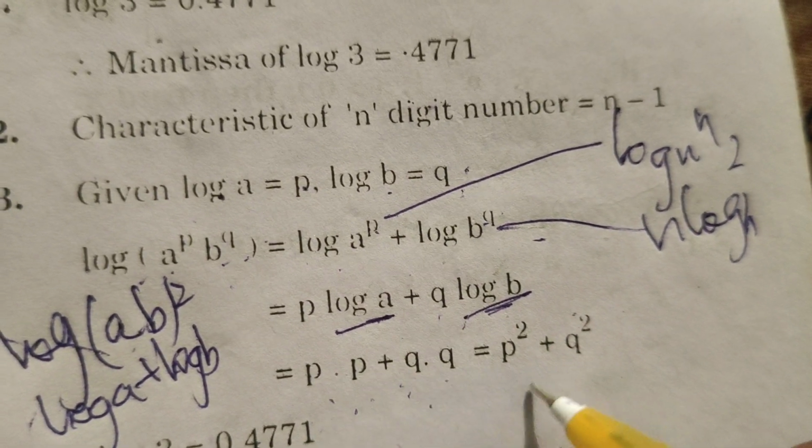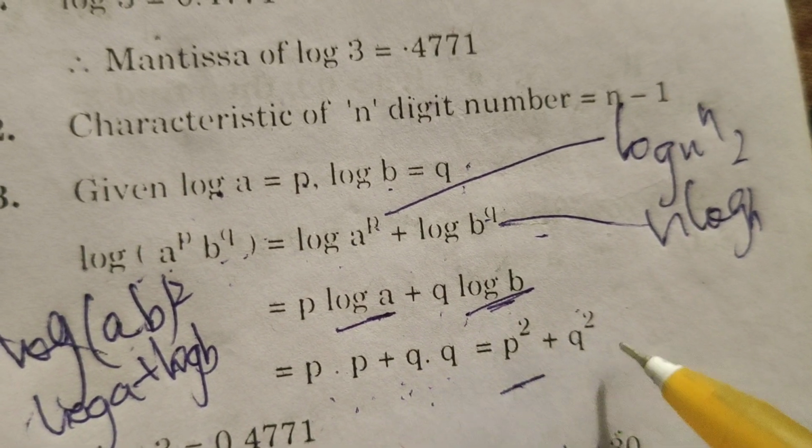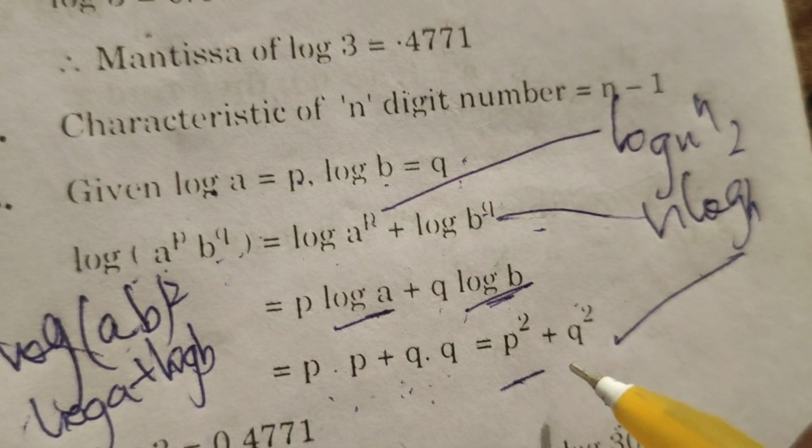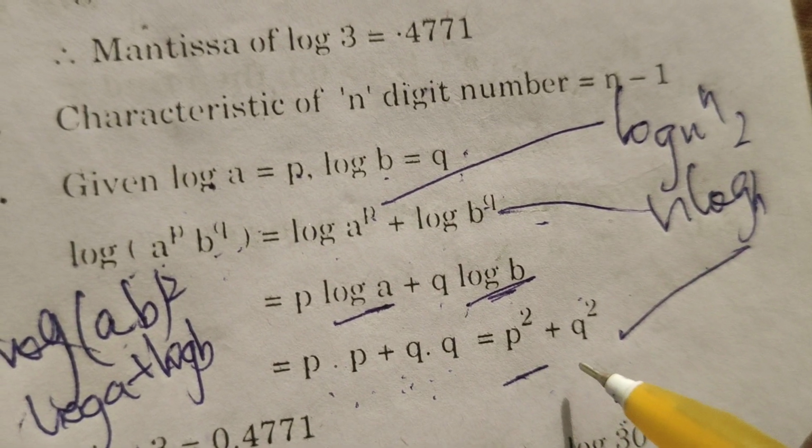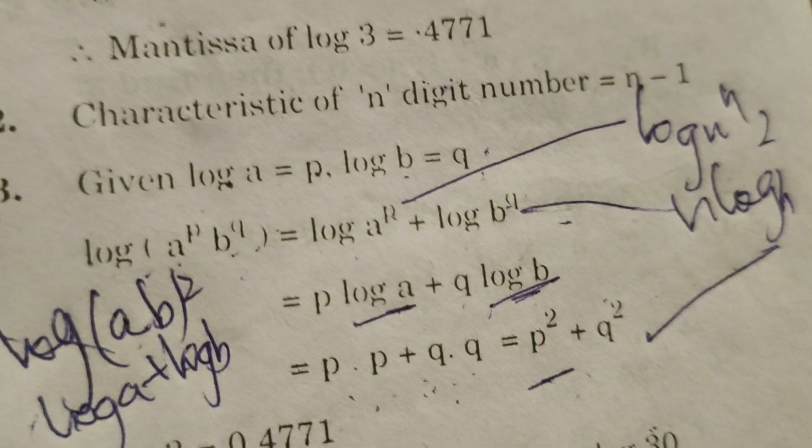p into p means p square, plus q into q means q square. Therefore, the answer will be p square plus q square.